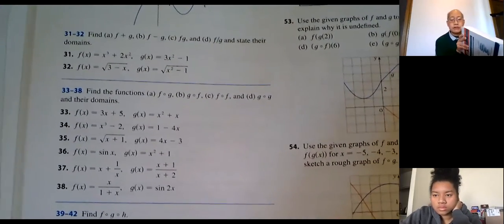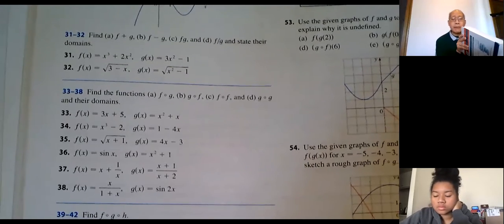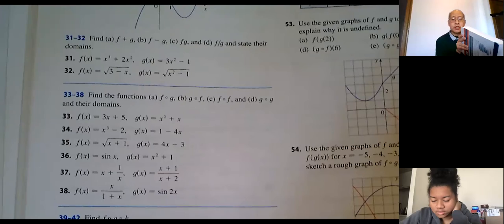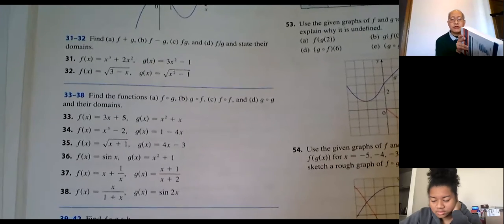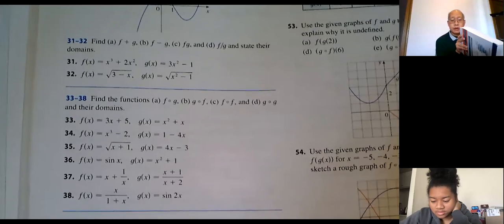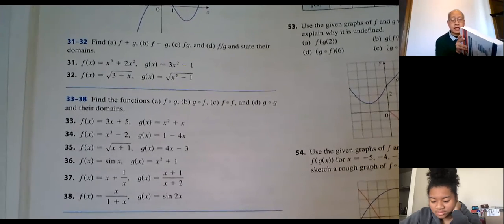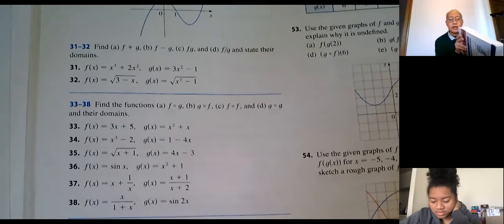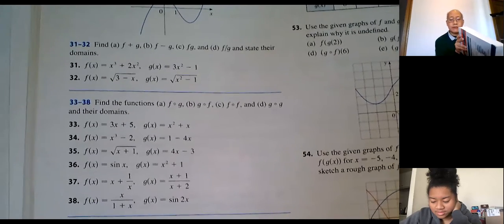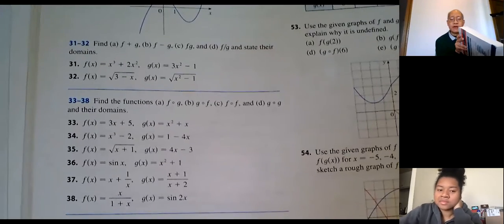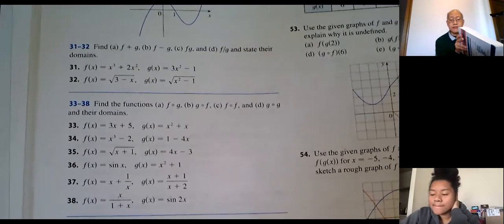All right, now 33, 35, and 37 are composition of functions, okay? See how it has F circle G, G circle F, F circle F, G circle G, and their domains. Okay, so 33, 35, and 37. So let's see, I think I was going to do 35 for you. So if I do 35, that'll hopefully help you to do 33 and 37. Okay, so composition of functions, F of G, G of F, F of F, G of G. You remember doing stuff like that in pre-calc, hopefully? Okay, so here we go.